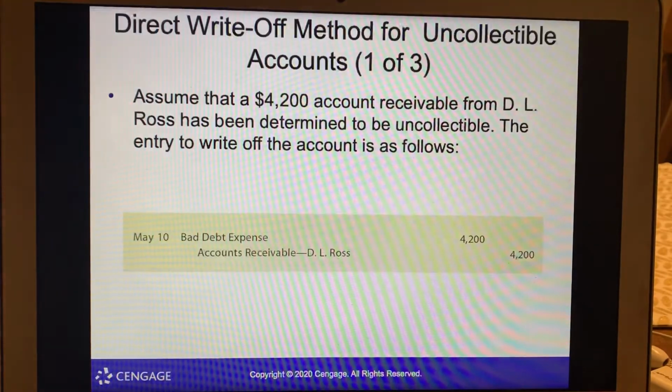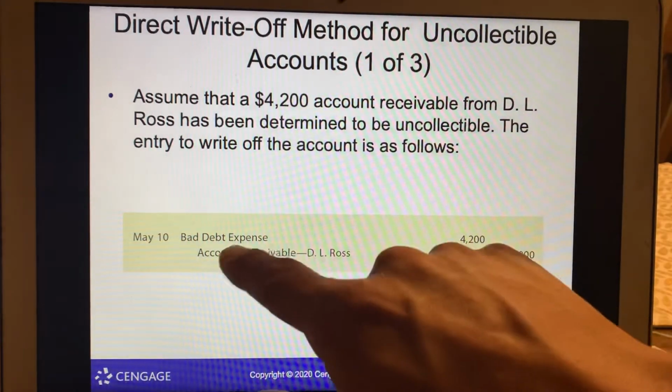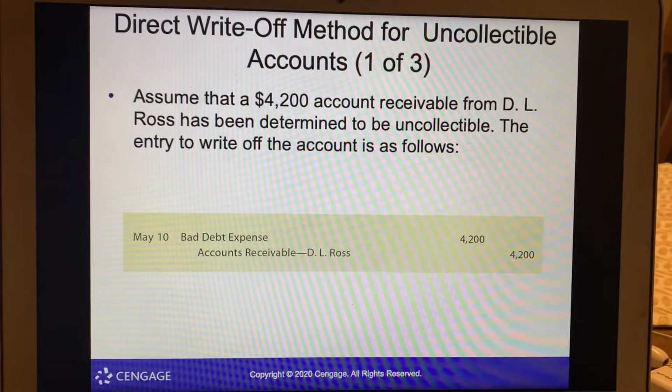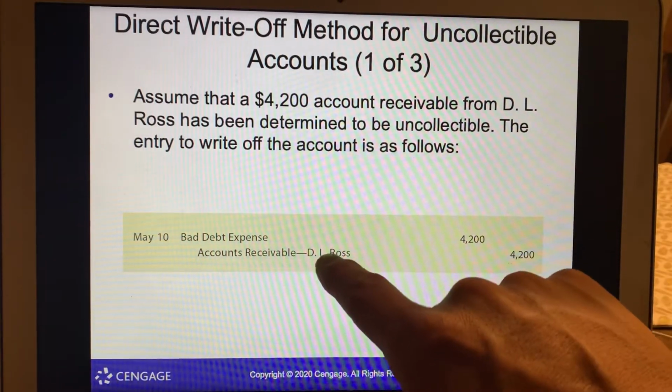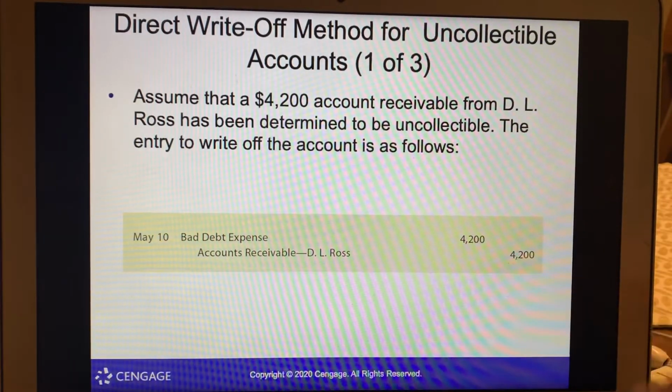So the direct write-off method for uncollectible accounts. Assume a $4,200 account receivable from DL Ross has been determined to be uncollectible. Here's how we recorded it. Bad debt expense. Don't forget that bad debt expense is going to the income statement, and then accounts receivable, DL Ross. Don't forget we're pulling this off of DL Ross's account. That's why it says 4,200 as a credit.